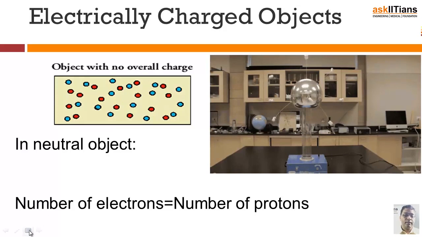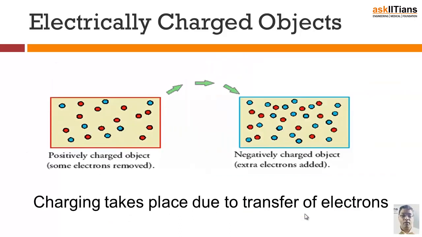So here, if I talk in this particular sense, you can see that the total number of red colors and the total number of blue colors are exactly the same. The numbers are the same. That means this particular object will not have any overall charge. It's going to be charge neutral, right? So in the neutral object, the number of electrons is going to be equal to the number of protons.